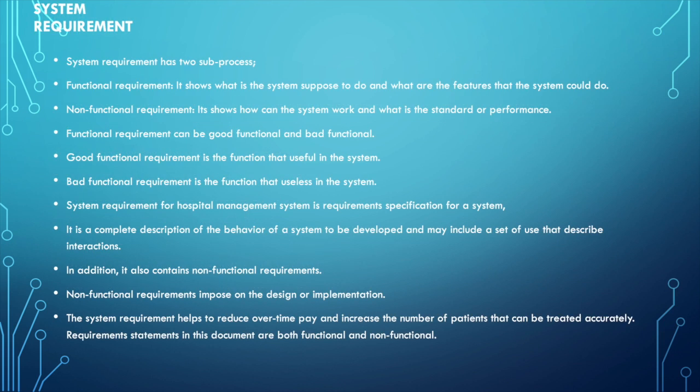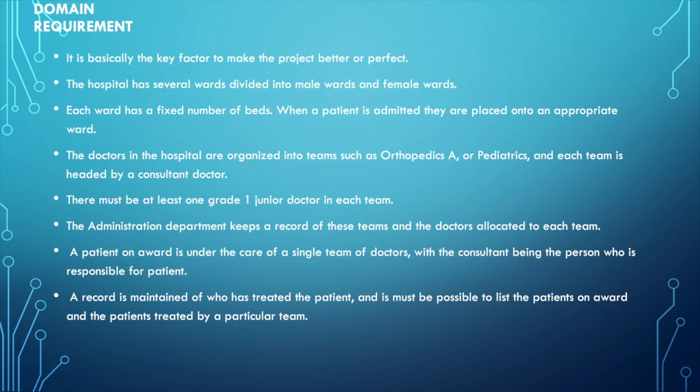System requirement. System requirement has two sub-processes, functional and non-functional requirement. Functional requirement shows what the system is supposed to do and what are the features that the system could do. Non-functional requirement shows how the system can work and what is the standard of performance. Domain requirement. It is the key factor to make the project better or perfect.